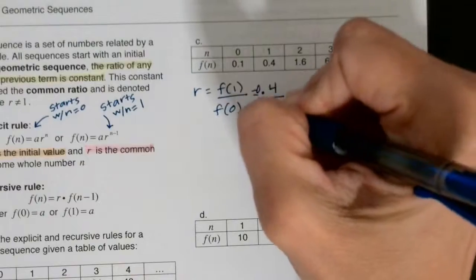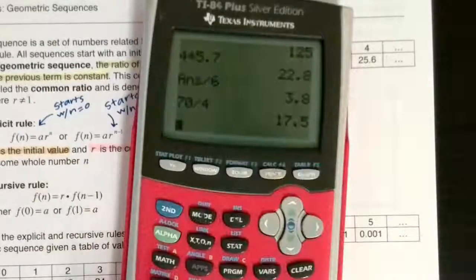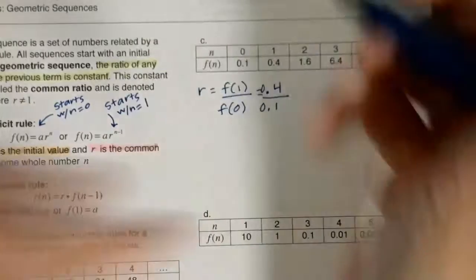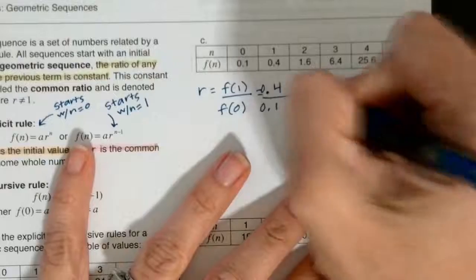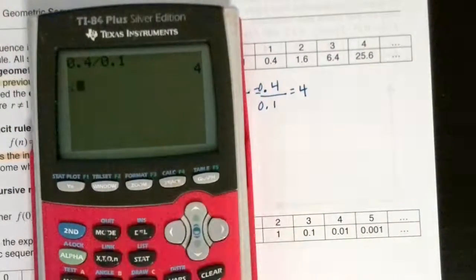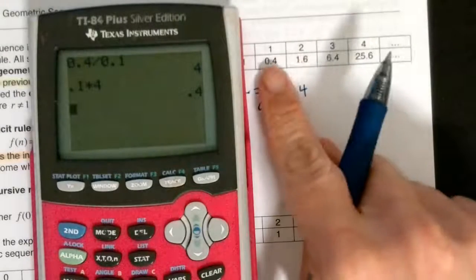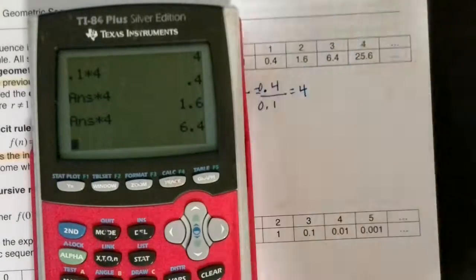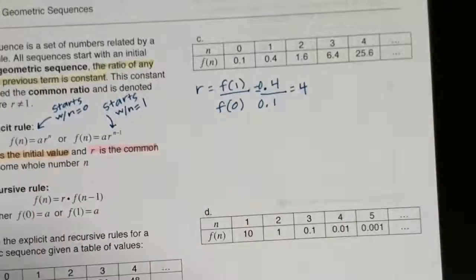So 0.4 divided by 0.1. We're just going to use our calculator. 0.4 divided by 0.1, and we get 4. Okay, so we get r is equal to 4. Let's see if that works. I'm just going to do some quick math. 0.1 times 4 gives me 0.4. Times 4 gives me 1.6. Times 4 gives me 6.4. All right, perfect. That is our common ratio.